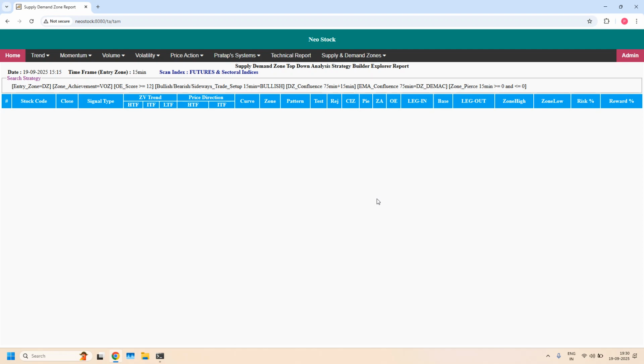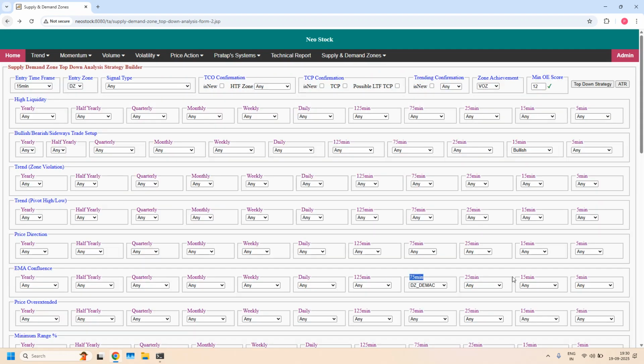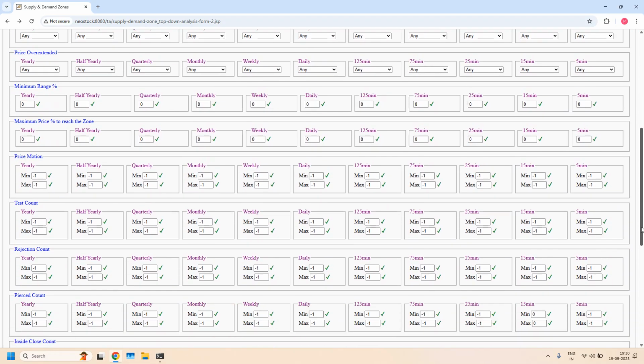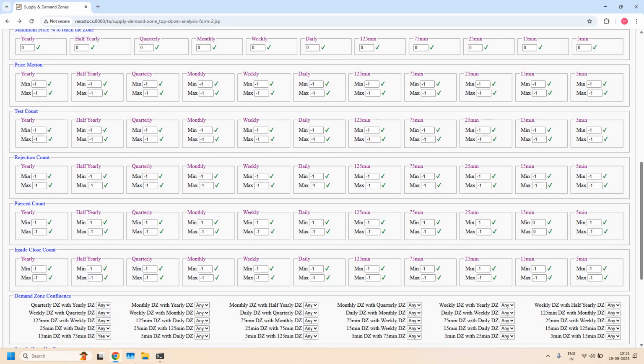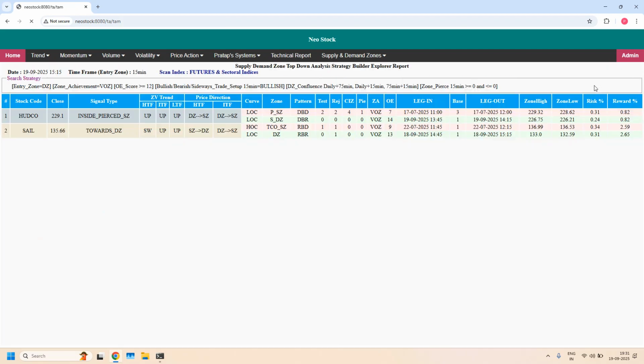Okay, the next strategy is LTF, ITF, HTF demand zone confluence. I'm removing the EMA filter. In the demand zone confluence, we have to set 3 filters. The first one, 15 minutes and 75 minutes, is already enabled. Then 15 minutes and daily, and 75 minutes and daily, so demand zone confluence with all 3 filters. We got 2 stocks. In these 2 stocks, the 15 minutes demand zones are overlapped with the 75 minutes demand zone, and both together are again overlapped with the daily demand zone.